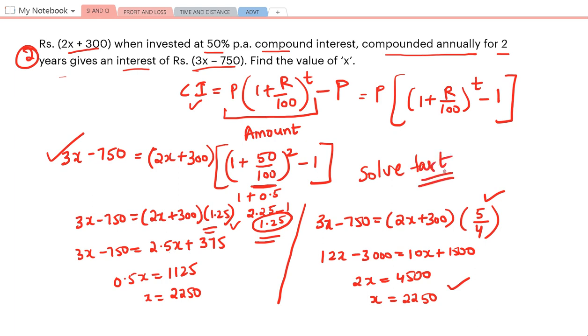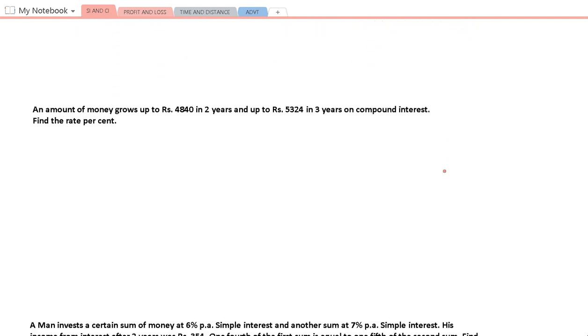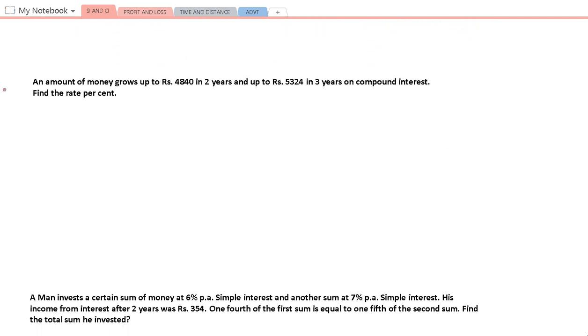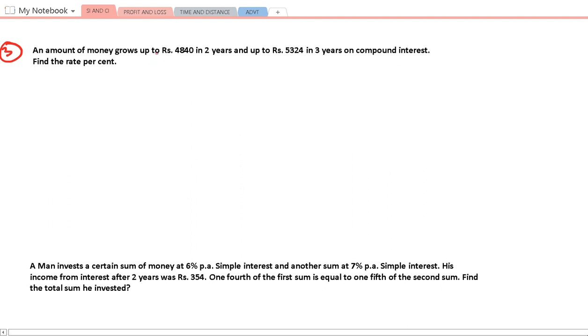Okay, let's go to another question. See, this is the third one. Here what is given? Here the compound interest amount is given. Here the amount is given for 2 years and the amount is given again for 3 years.